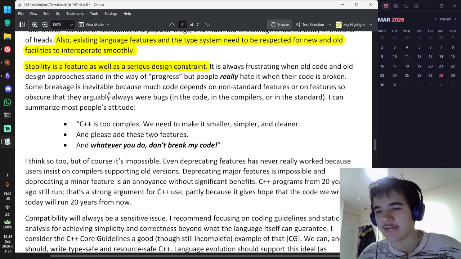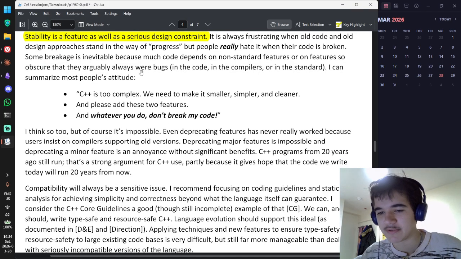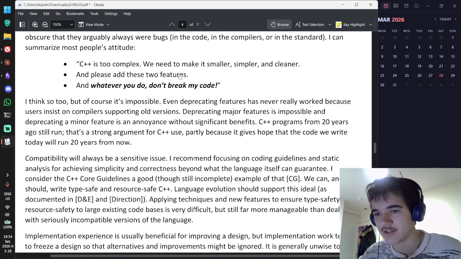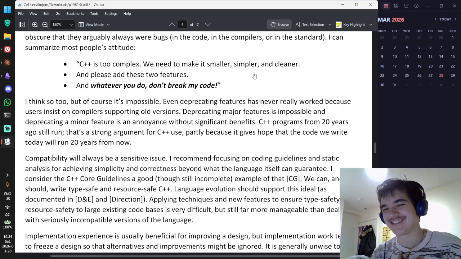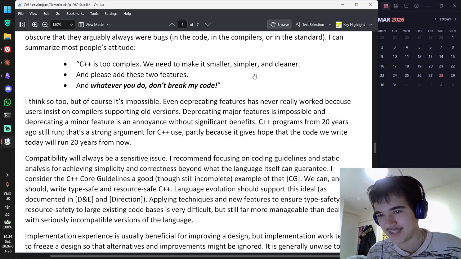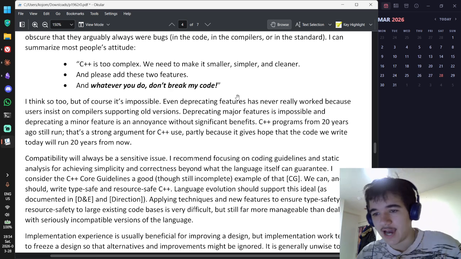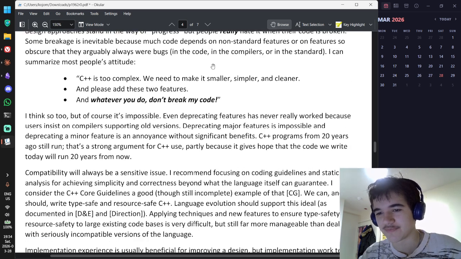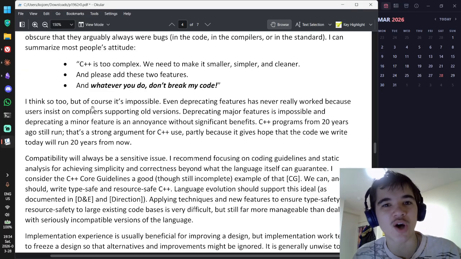Some breakage is inevitable because much code depends on non-standard features or on features so obscure that they arguably always were bugs. Damn. In the code, in the compilers, or in the standard. Damn. I can summarize most people's attitude: C++ is too complex. We need to make it smaller, simpler, and cleaner. And please add these 2 features. And whatever you do, don't break my code. Yeah, very valid, all of these. I think so too, but of course, it's impossible. See, he said of course. I say of course. Obviously, of course.